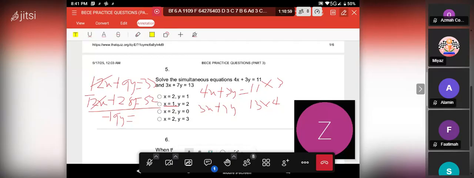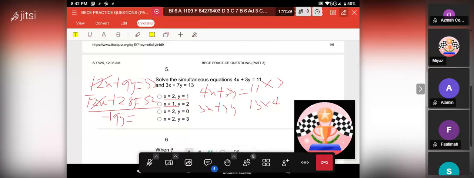If y is 1, substitute for y in equation 1. That is 4x plus 3 equals 11. 4x is 11 minus 3. 4x is equal to 8. Divide both sides by 4, x equals 2.